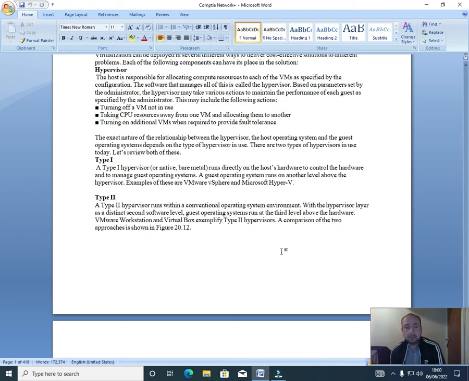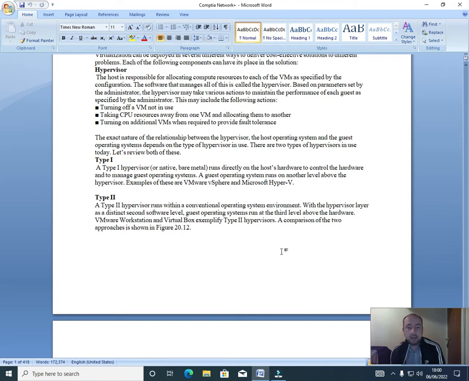Based on the parameters set by the administrator, the hypervisor may take various actions to maintain the performance of each guest as specified by the administrator. This may include the following actions: turning off a VM not in use, taking CPU resources away from one VM to allocate them to another, turning on additional VMs when required to provide fault tolerance.